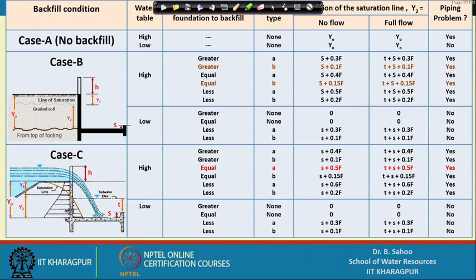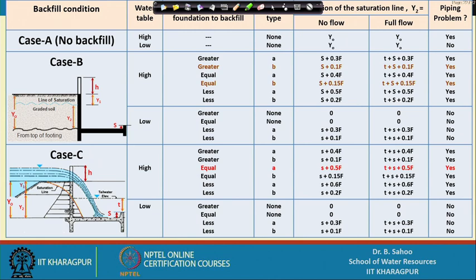So, for designing you have to know this table. There are three cases as we have discussed: backfill condition case A, backfill condition case B and backfill condition case C, and the water table condition can be high or low as we have discussed. Then the third column shows the relative permeability of the foundation material to backfill. Then the next column shows the drainage type, type A or type B; generally we have already discussed that type B is mostly recommended, and the elevation of the saturation line, that is y 2.